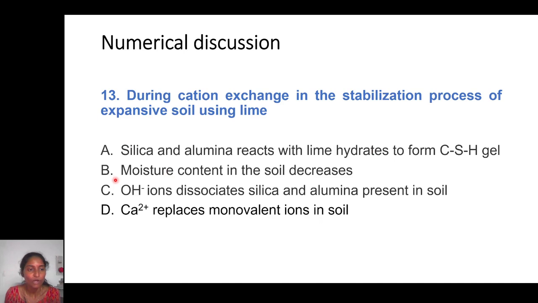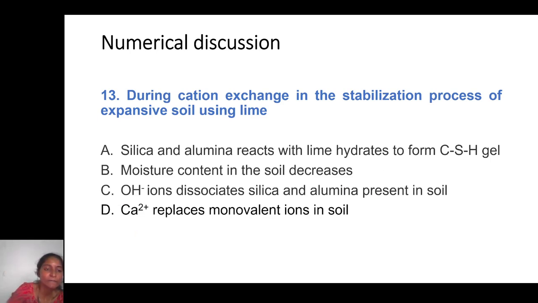Your option says silica and alumina, when they react with lime hydrate, form the gel. Is there anywhere cation exchange happening in the formation? Option B is moisture content in the soil decreases. They are saying that because you are adding Ca plus 2, this is replacing something else, so that moisture content is decreasing. Option C is OH ions dissociate silicon and alumina present in soil. Okay. Then option D is calcium plus 2 replaces the monovalent ions in the soil.